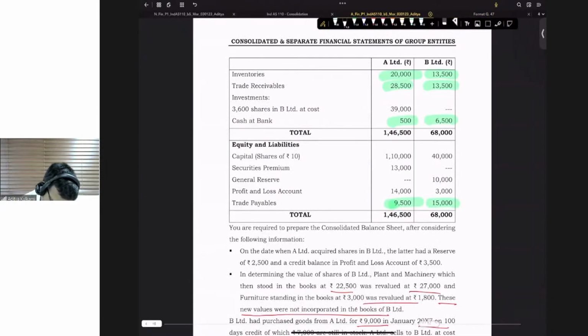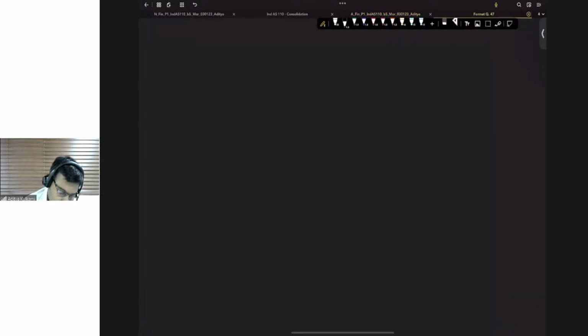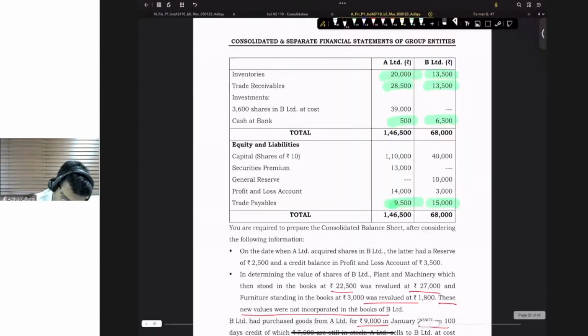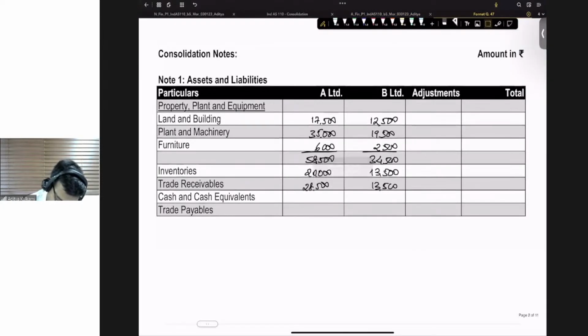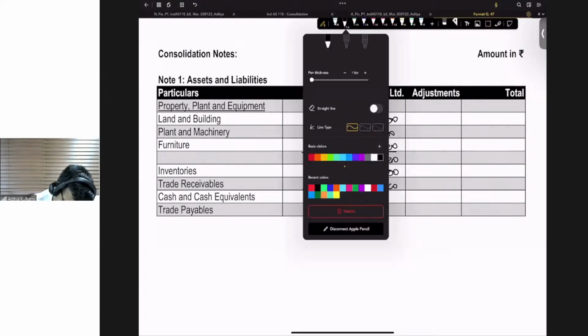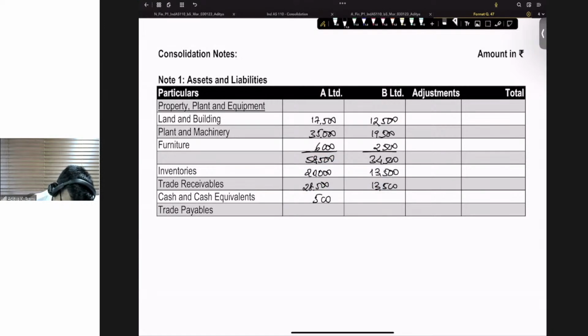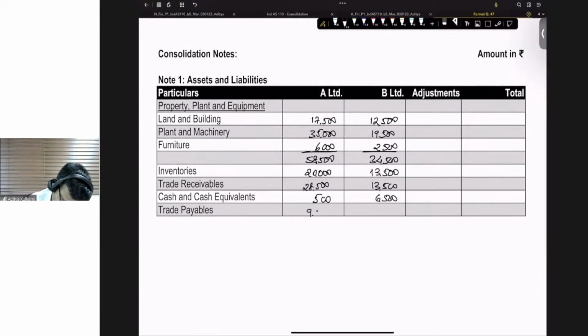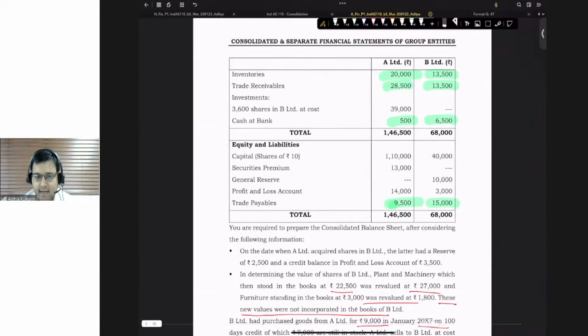Next, trade receivables 28,500, 13,500. Cash and cash equivalents 500 and 6,500. And last one is trade payables 9,500 and 15,000. Okay, so that takes care of all assets, liabilities.